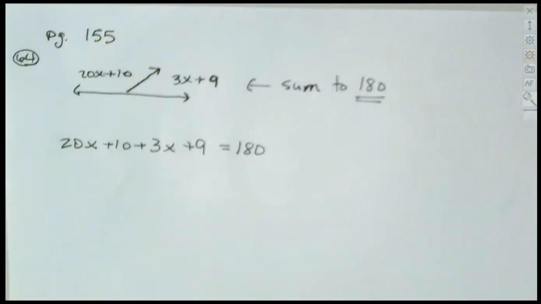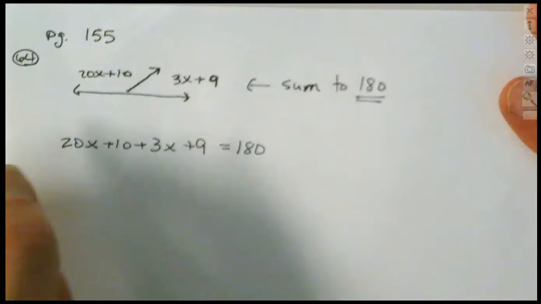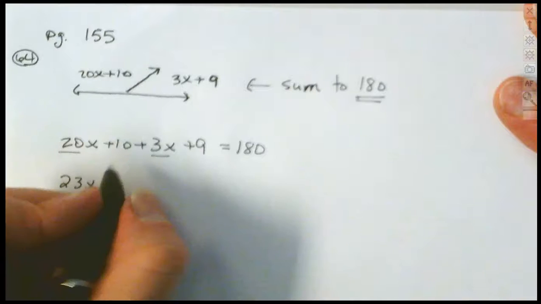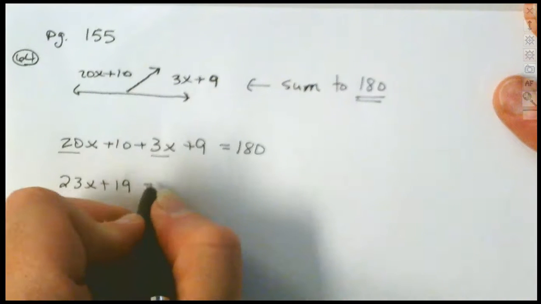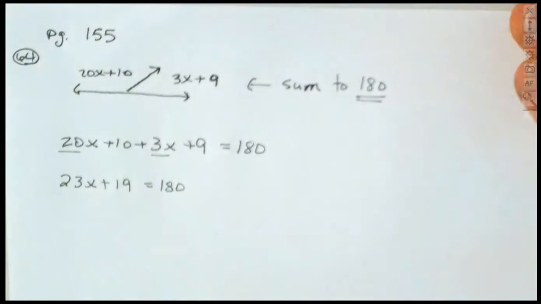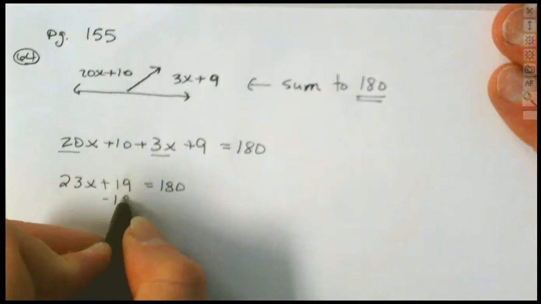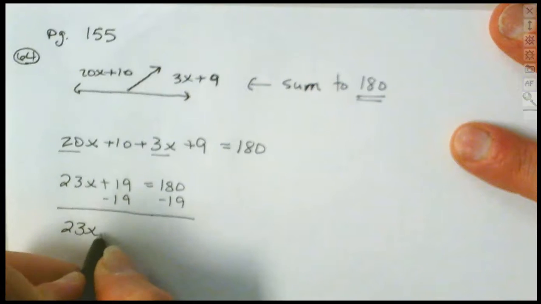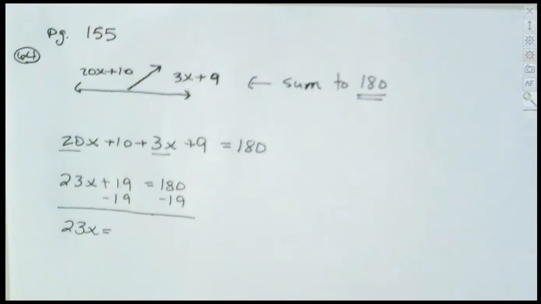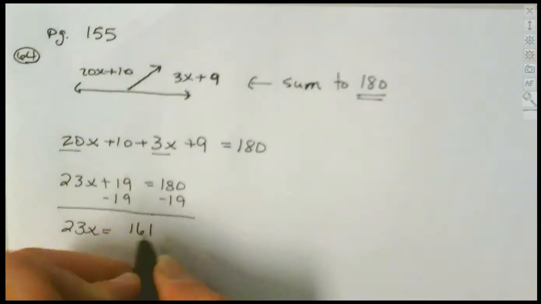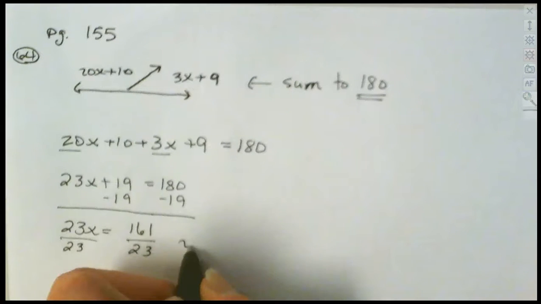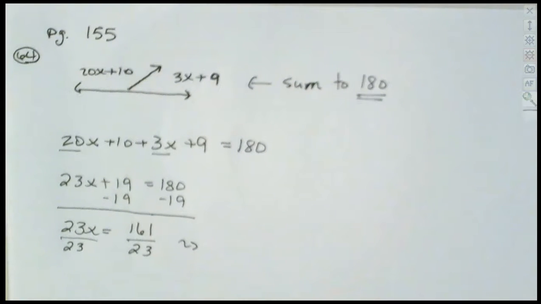We're going to go ahead and solve it out now. So combine all your like terms together. And that makes it 23x plus 19 equals 180. Move that 19 over with subtraction. 23x now equals 180 minus 19. That should come out to be 161. We'll divide by our 23. And that should come out then to be 7.